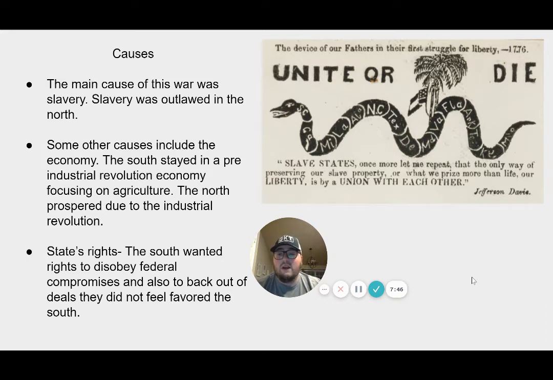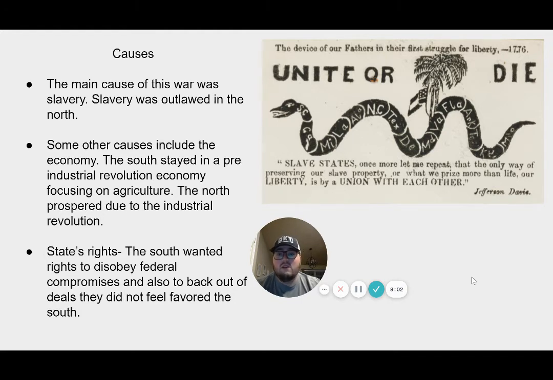Okay, also states' rights. The South wanted rights to disobey federal compromises and also to back out of deals they did not feel favored the South. So the southern states banded together to join the Confederacy, and they felt, like I mentioned earlier, that their rights and their point of view were not being heard in Washington.